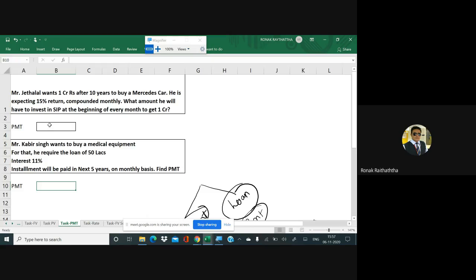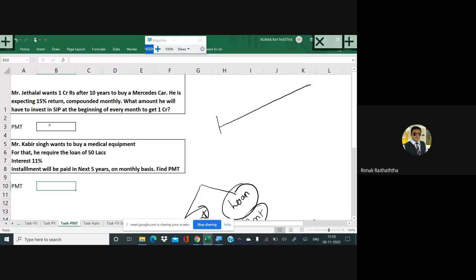Mr. Jethalal said that, but Mr. Ronak, I need at least 15% of the return on whatever the investment I make. I said, that is also okay. I have various plans. I can give you the plan which is suitable to your requirement. Do not worry. So this is how the timeline looks like.